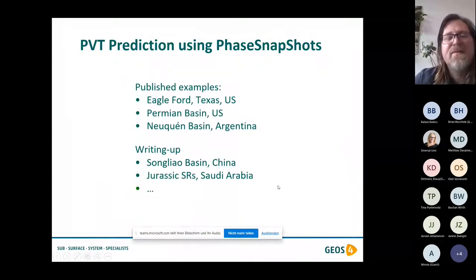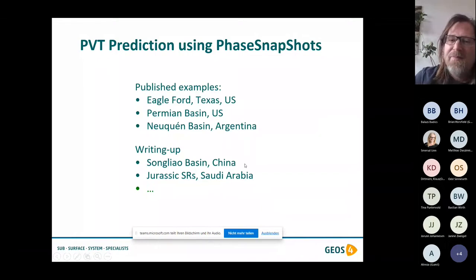Okay, doing that, we have also published a few examples using phase snapshots for PVT prediction in unconventional systems. But as this is a rather young topic for us, we are still writing up other study areas.